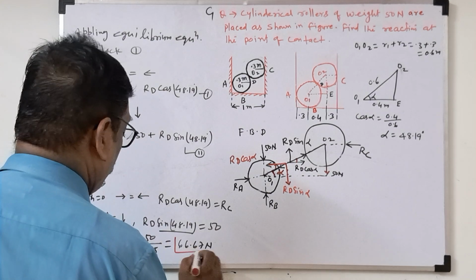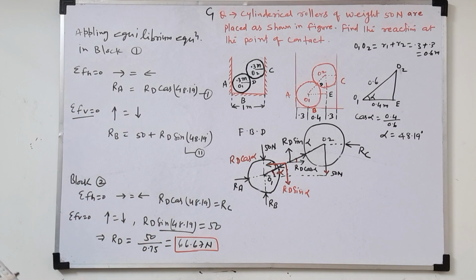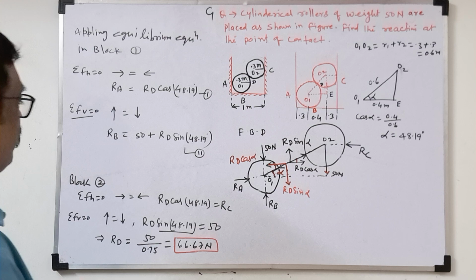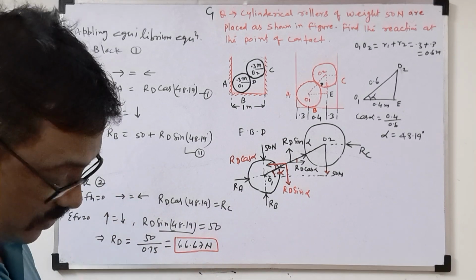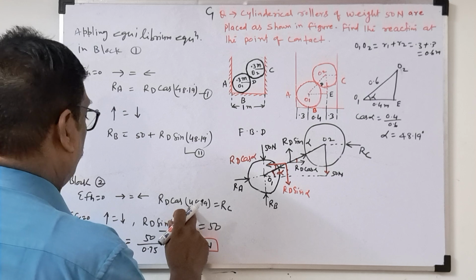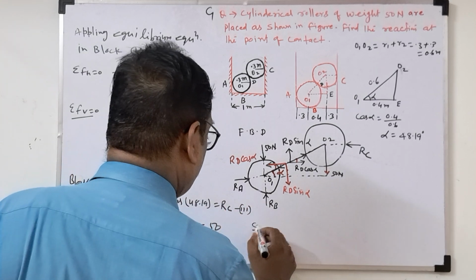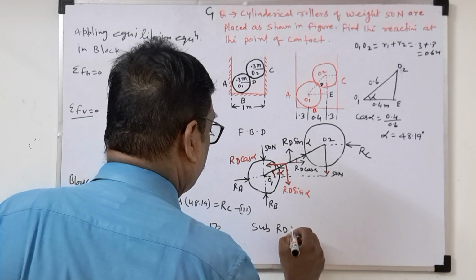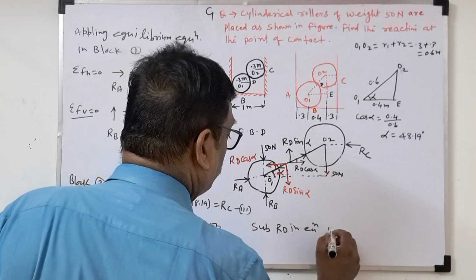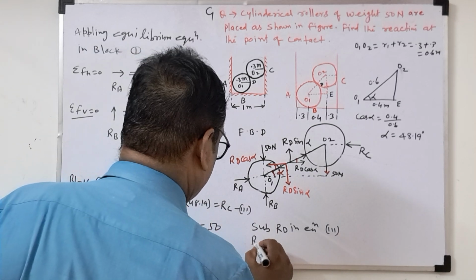So one value we know now, one reaction. In a university exam, the full question will ask to find the contact reactions at all the contact points. In competitive exams, they will ask for any one reaction, but you have to know the full process. So where will we substitute Rd? We substitute Rd in equation 3, and then we'll get Rc here.